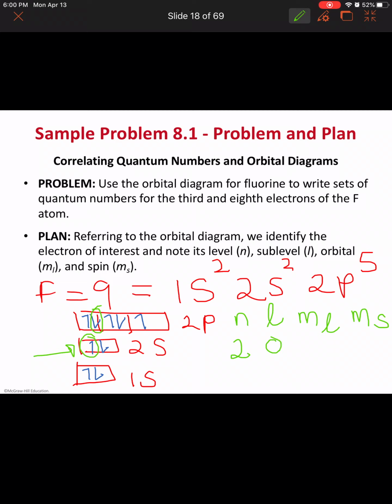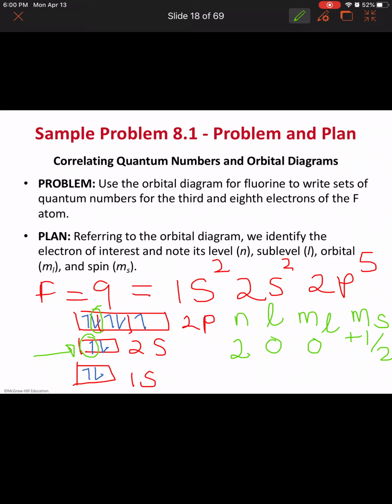What would be the ml values? Remember, ml takes the form minus l, 0, plus l. So the ml value for l equals 0 is going to be 0. What should be the ms value? Since it's facing up, that's going to be plus half. And that is for the third electron.